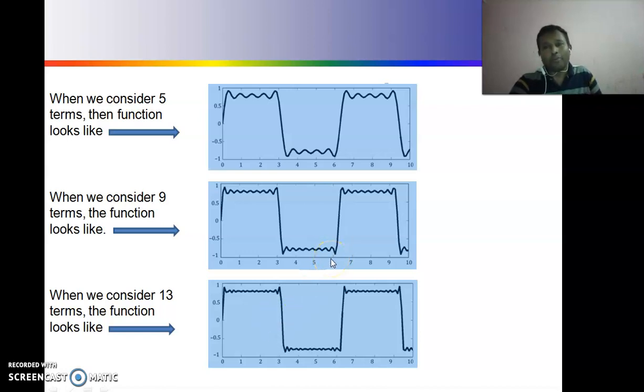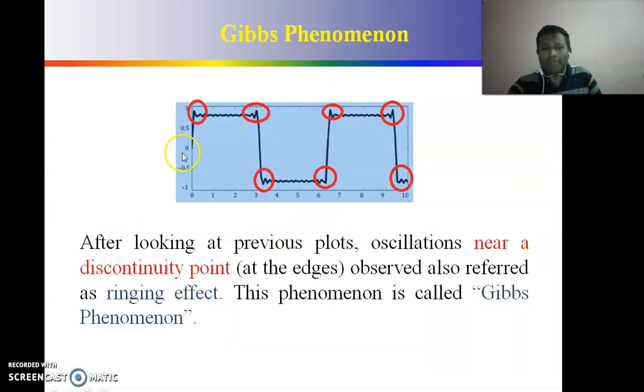This is what Fourier decomposition of a given signal we have done now. But here, if we observe all these three plots, we observe that at the edges where discontinuity occurs, oscillations are observed, and these oscillations occurring at the edges are referred to as the ringing effect, and this ringing effect is also called the Gibbs phenomenon. And these oscillations do not disappear even when the total number of terms used is very large.